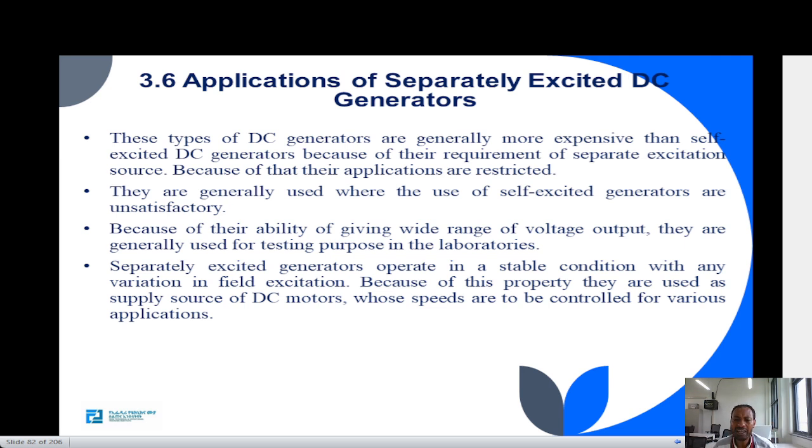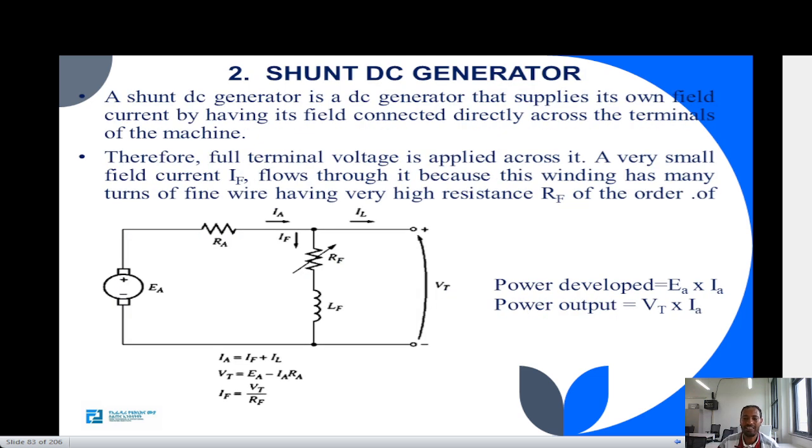And lastly, a separately excited generator operates in a stable condition with any variation in field excitation. Why? Because the field and the armature are totally separated. Because of these properties, they are used as a supply source for DC motors, for driving DC motors whose speeds are to be controlled for various applications. That is quite a specific application of such DC generators. So that's what I have on the separately excited DC generator.